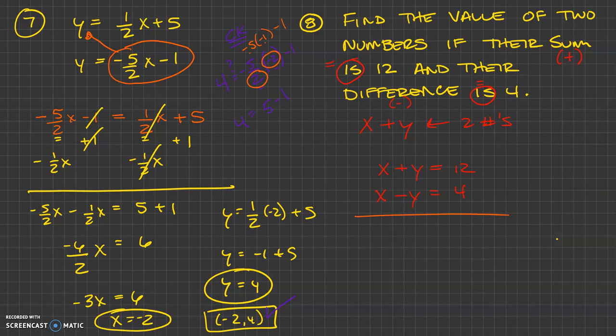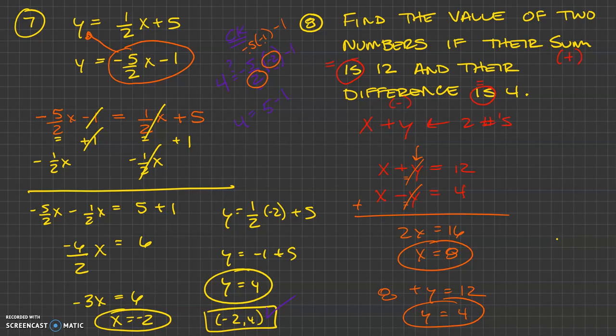So now I see that I have opposite coefficients in front of y, so I'm going to eliminate y. Those will cancel when I add, and that becomes 2x equals 16. Divide both sides by 2 and get x equals 8. So one of the numbers is 8. Let's plug it back into the first equation: 8 plus y is equal to 12. I'm going to subtract 8 from both sides and get y is equal to 4.